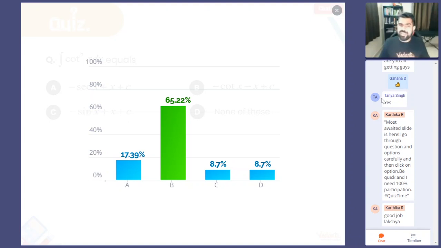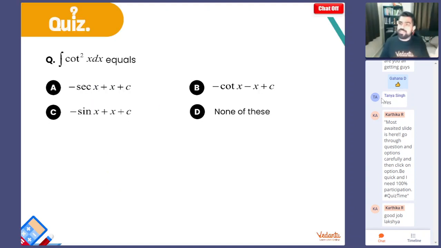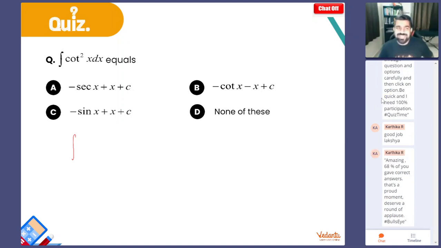What is the right answer over here? The answer over here is option B. How is it option B? Let's have a look at it. Okay. So integral of cot square x, my dear boys and girls, I can write it as, from my trigonometric identity knowledge, I know that cot square x is what?